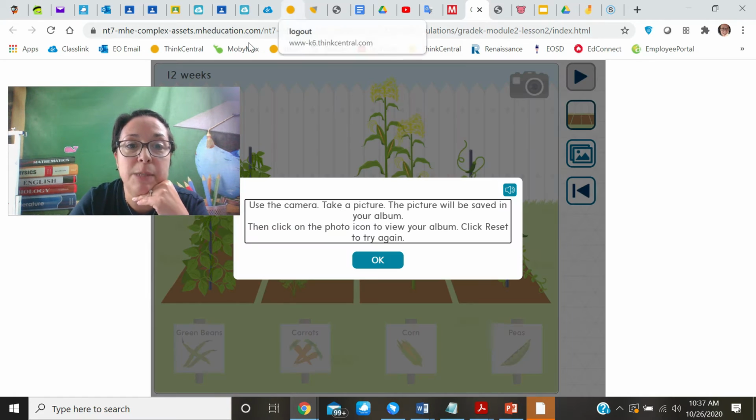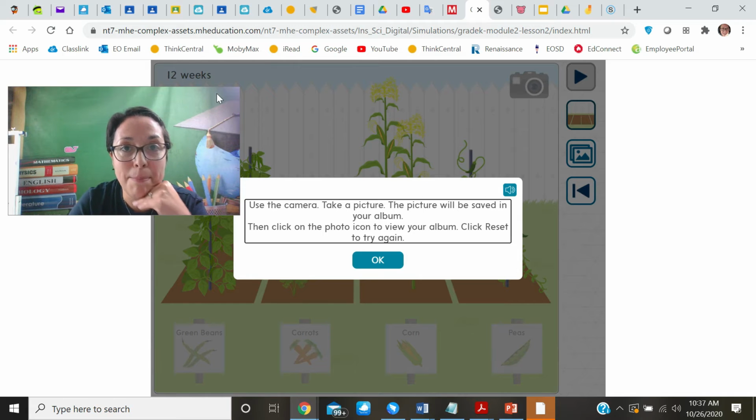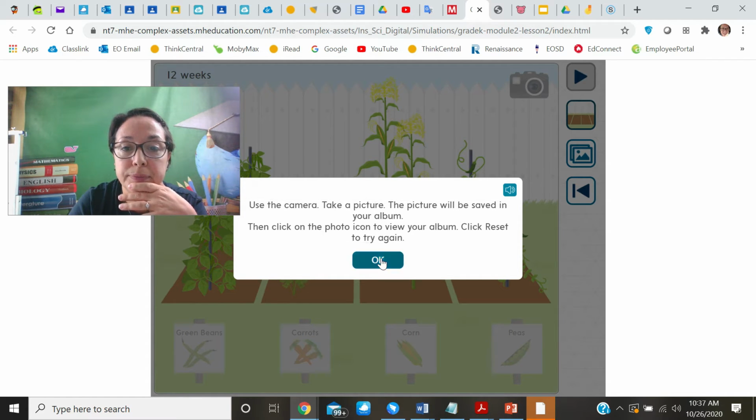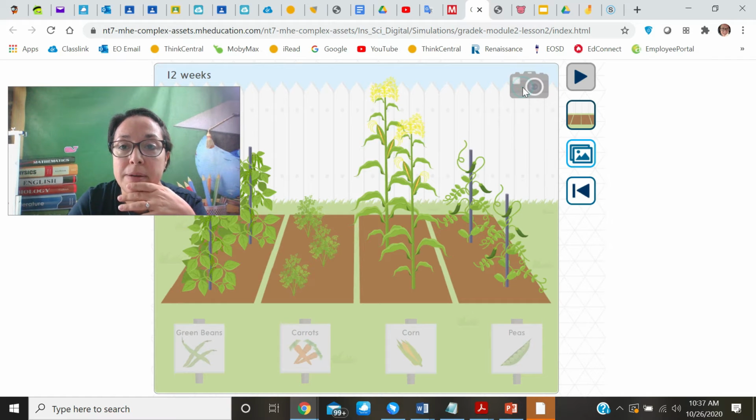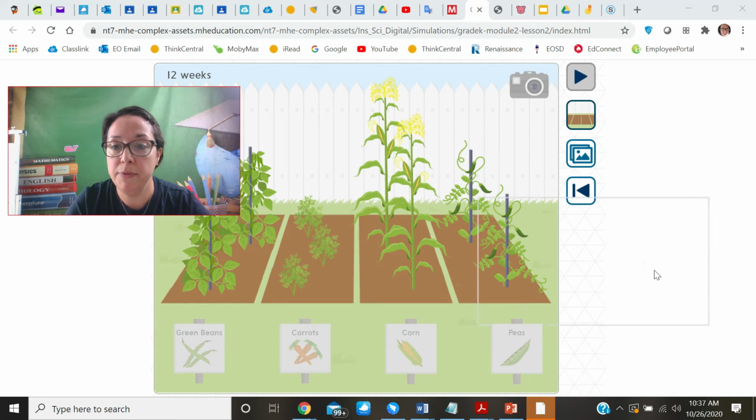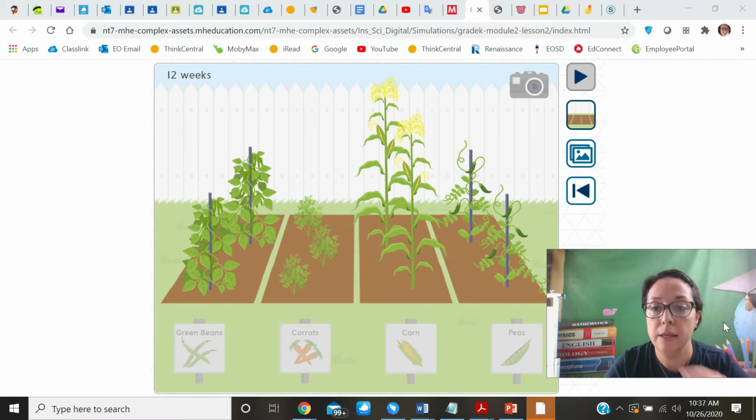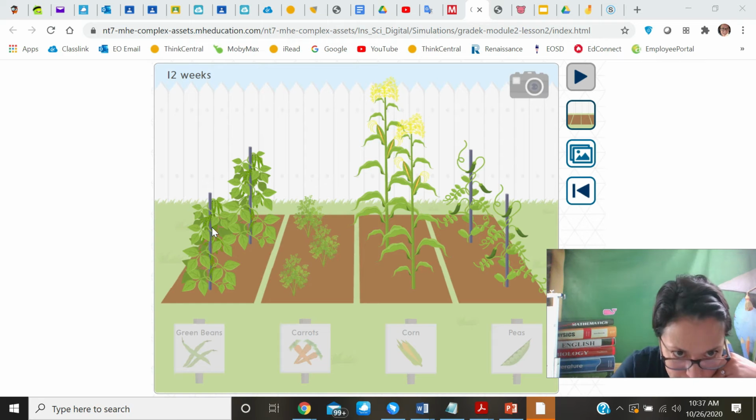A lot of time has passed. 12 weeks have passed. Han pasado 12 semanas. Le vamos a tomar otra foto por la última vez. Last picture. Okay, so puedes ver las habichuelas verdes. If you look very closely, I can see that they are growing in their pods there. Puedo ver las habichuelas están enteritas creciendo ahí.